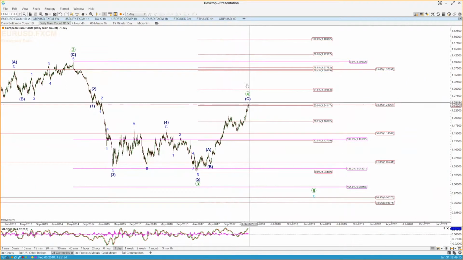And then this move back up, which I'm counting as a primary degree wave 4. It can go a little higher, but then I'm expecting a sustained move to the downside to below parity with the US dollar in euro.